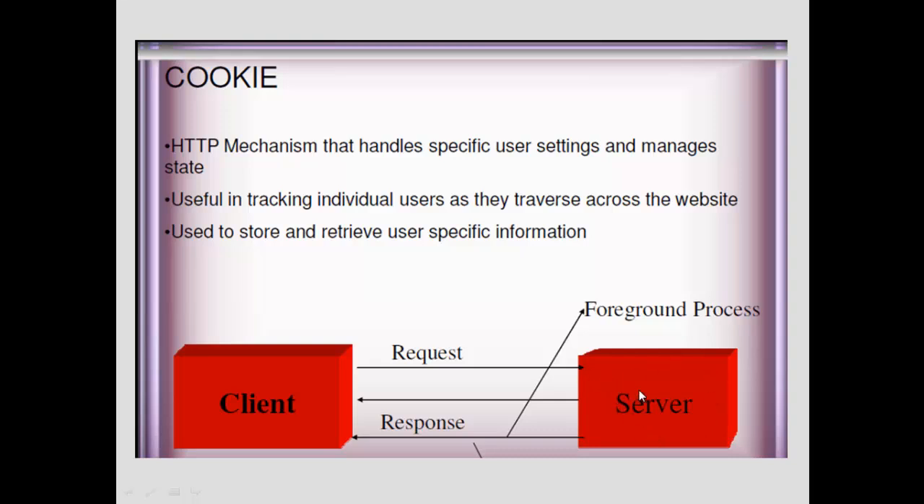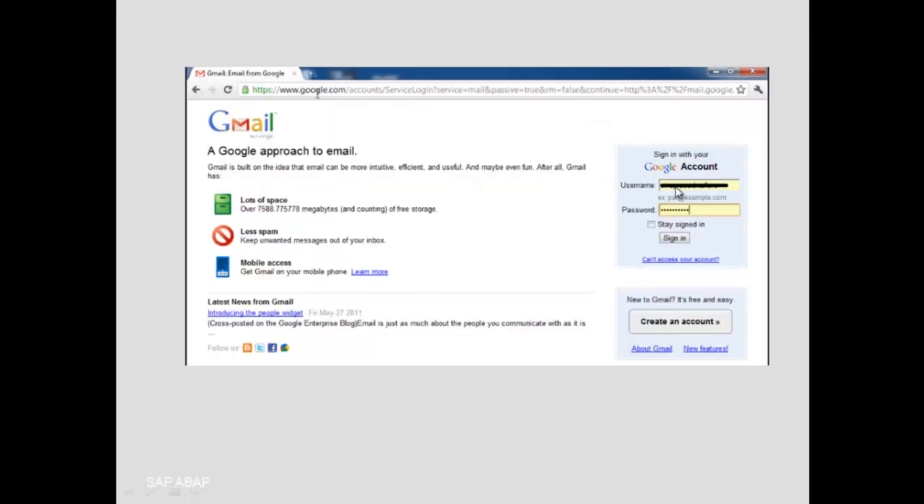Now the server processes that request and sends some response back to the client. So for all the subsequent request and response that are going on between this client and the server, a cookie is always shared between these two hosts so that the server can remember the client. This is how this Gmail server is actually remembering you.